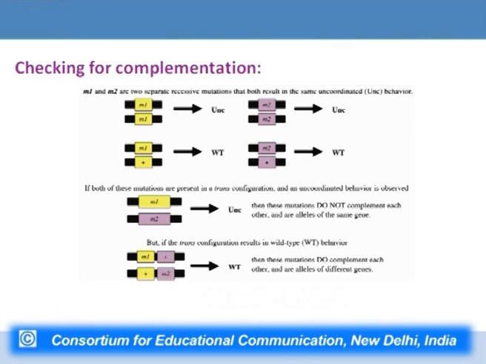To explain this, we can use this particular figure wherein M1 is coding for uncoordinated behavior in mice, M2 is again coding for uncoordinated behavior. If a wild type allele is present along with M1 and M2, it leads to formation of wild type individual who is normal. If these individuals are crossbred and we get individuals who again show uncoordinated behavior even when there is presence of M1 and M2 alleles, it means that there is no complementation and both the mutations are alleles of the same gene.